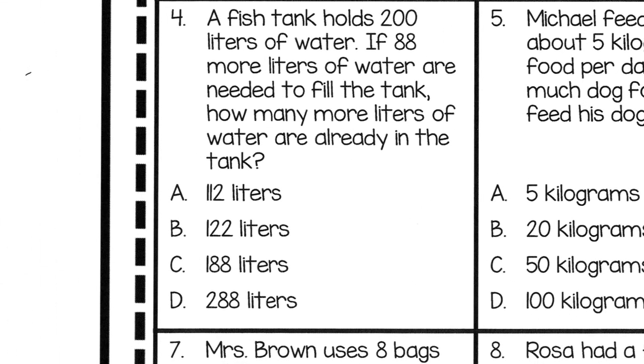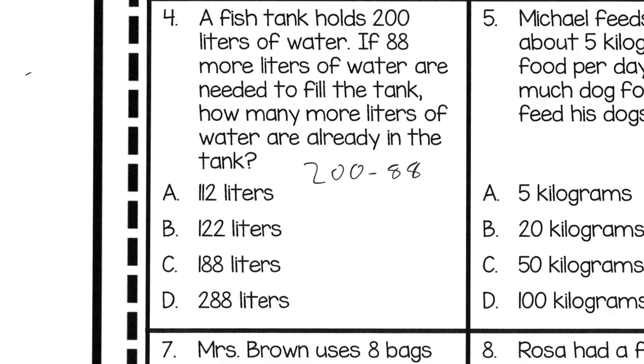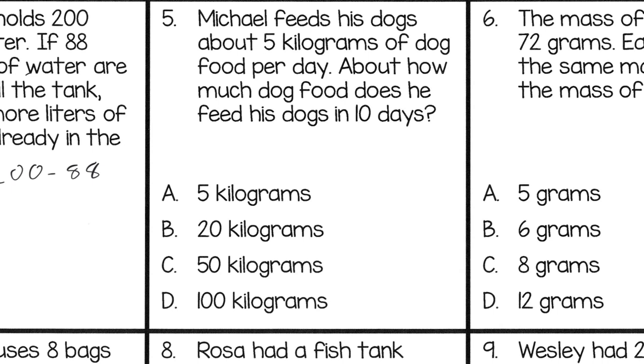A fish tank holds 200 liters of water. If 88 more liters of water are needed to fill the tank, how many liters of water are already in the tank? So it has to get to 200, but you need 88 more. So I would probably do 200 minus 88 to figure out the answer. And I'm going to let you solve that one on your own, okay? Pause that video, press play when you're ready to go to 5.